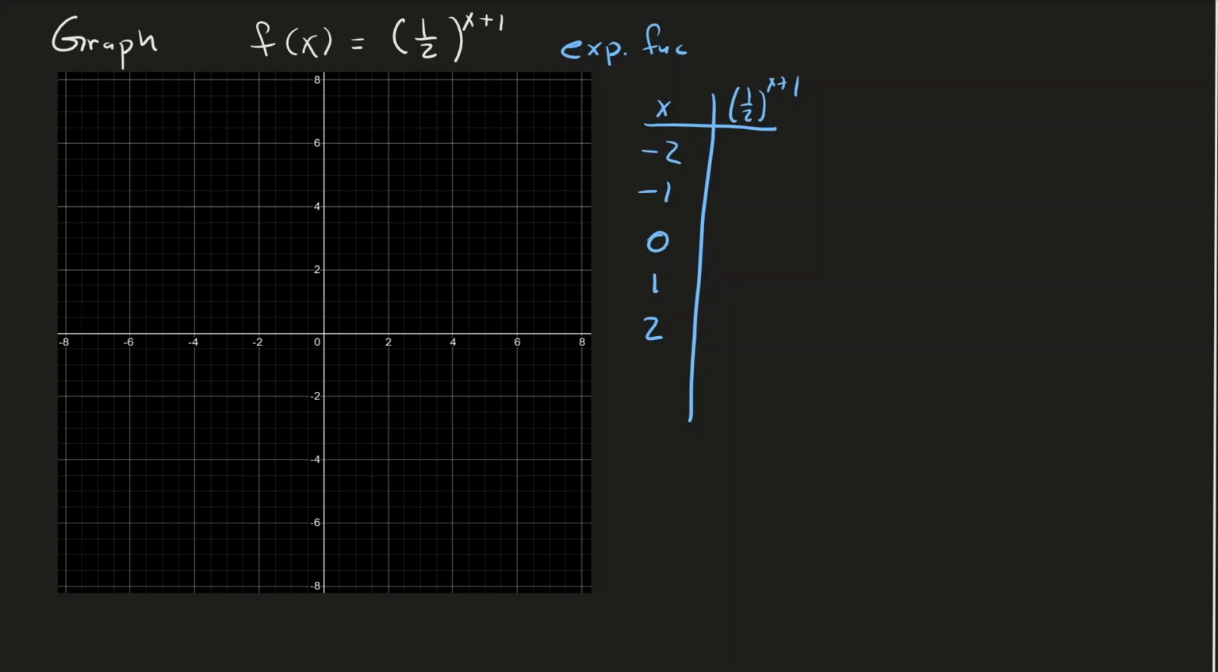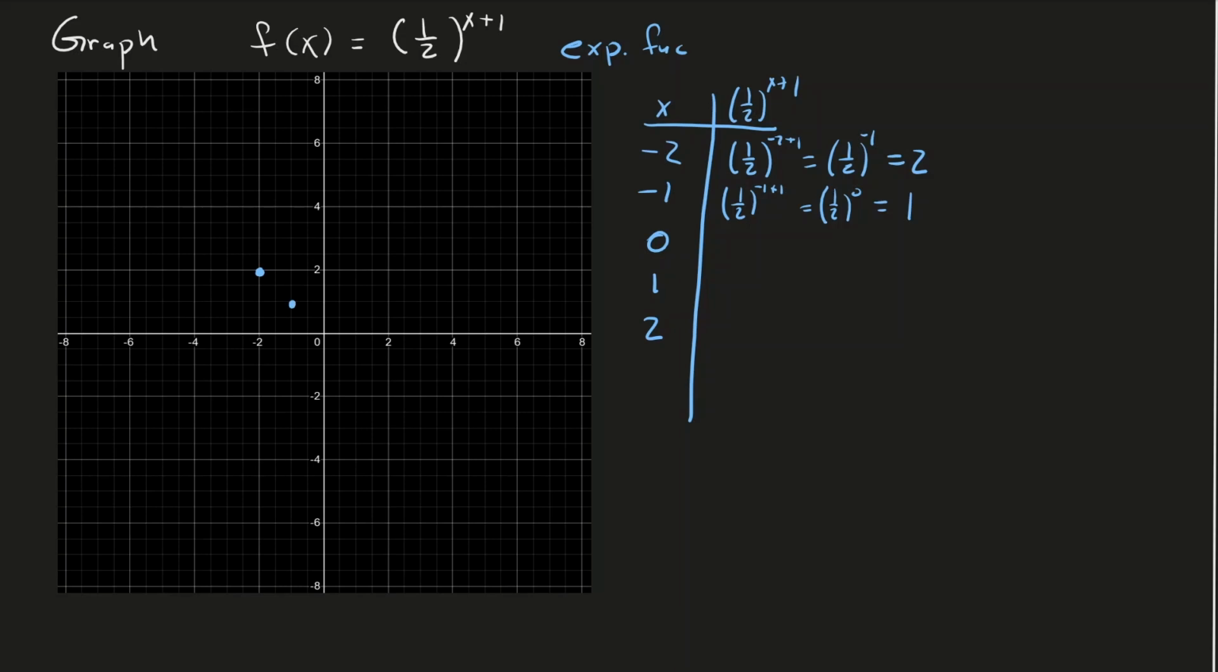So when I plug in -2, 1/2 to the -2 plus 1, which is equal to 1/2 to the -1, which is equal to 2. So at -2, we have the value 2. At -1, I get 1/2 to the -1 plus 1. Well, that's 1/2 to the 0 power, which is just 1. So here at -1, we're now at 1.